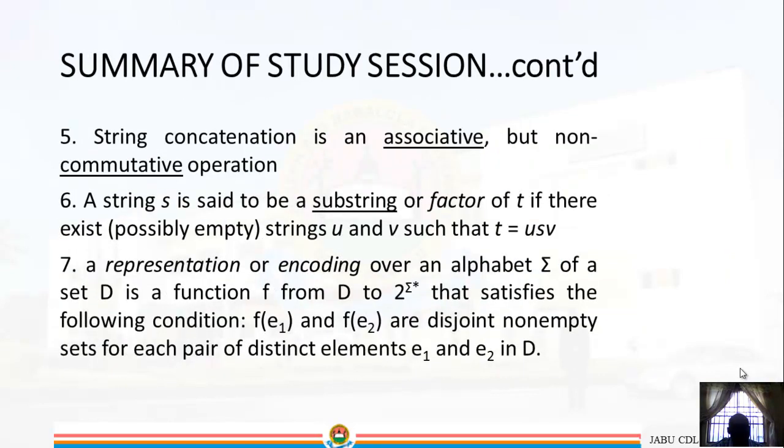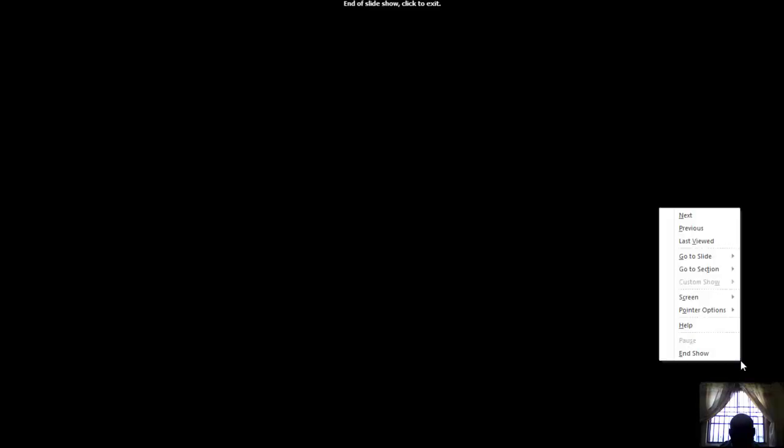Now, the summary of the study session. String concatenation is an associative but non-commutative operation. A string S is said to be a substring or factor of T if there exist possibly empty strings U and V such that T is equal to USV. And a representation or encoding over an alphabet Σ of a set D is a function f from D to 2^Σ* that satisfies the following condition.